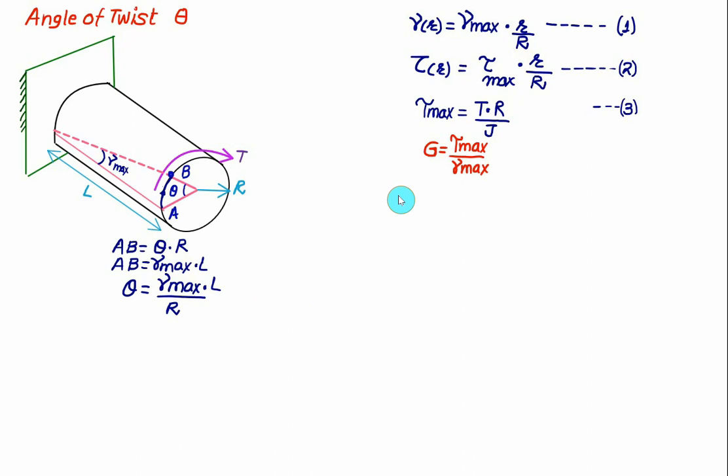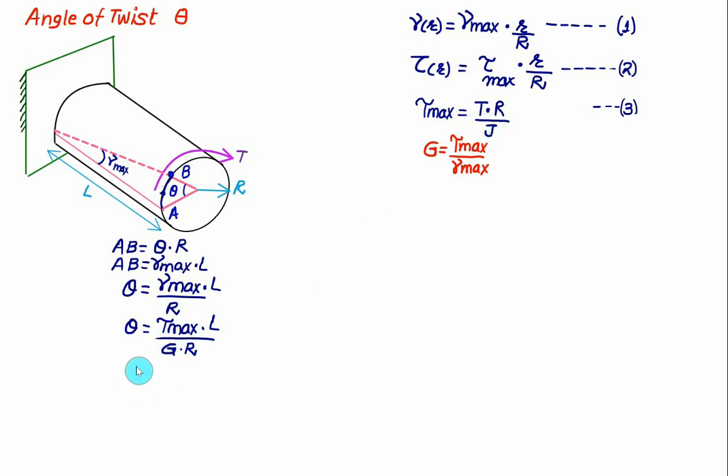Since G is equal to tau max upon gamma max, gamma max will be equal to tau max by G. So we can replace the value of gamma max using tau max by the modulus of rigidity G. So we have theta equal to tau max, that is the maximum shear stress, multiplied by L divided by G multiplied by R. The maximum shear stress is also equal to T multiplied by R by J. So let's substitute for tau max.